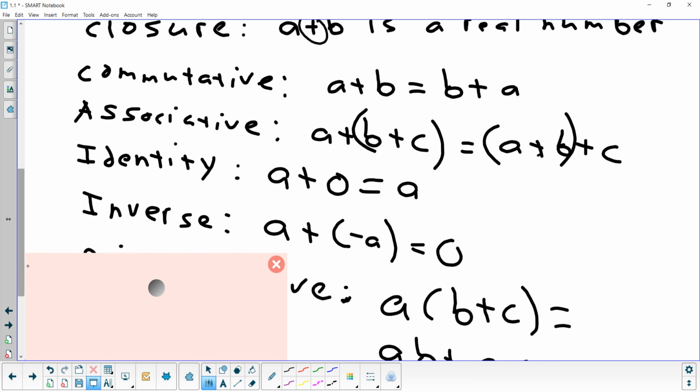This next one is called the inverse property. For addition, the inverse property is what can you do to a number to get 0? And what can you do to a number with addition to get 0? You can always add the opposite of the number to it. Adding a number and its opposite gives you 0.